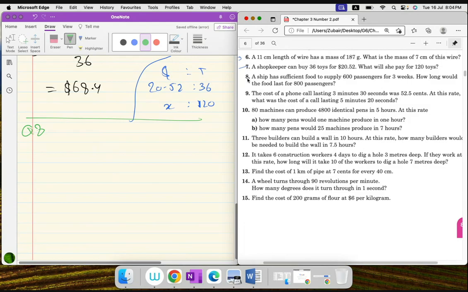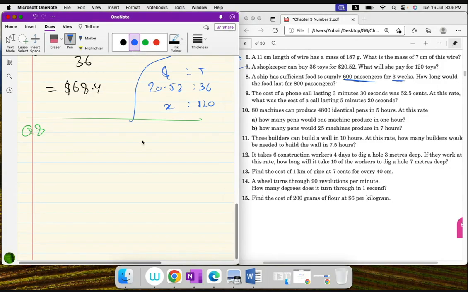Okay. Question number 8. A ship has sufficient food to supply 600 passengers for 3 weeks. How long will the food last for 800 passengers? Passengers, food: 600 passengers for 3 weeks, and 800 passengers and weeks are unknown. Can you do that? Yes, sir.